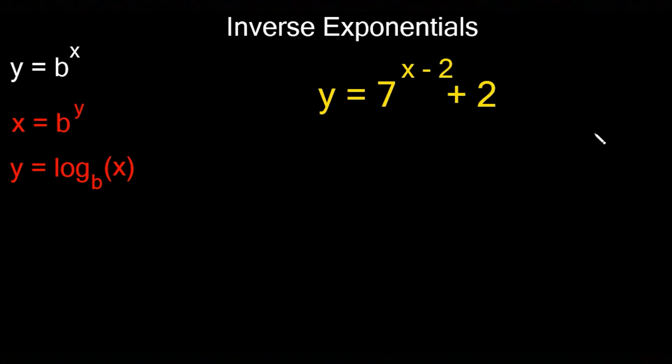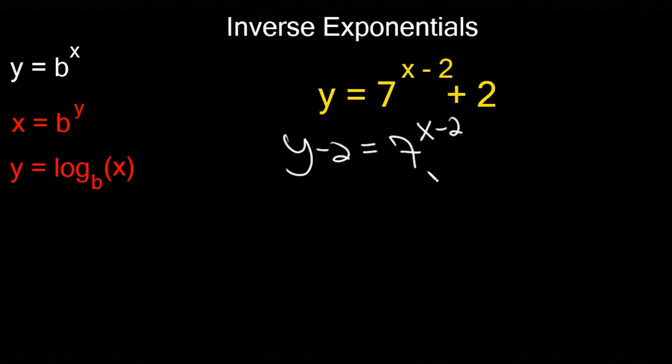So here's my next example. And again, this one's going to be a bit more difficult. But you want to go ahead and isolate the base and the exponent. Now, this whole part here is my exponent, okay? And my base is 7. I have to go ahead and get rid of that positive 2. So I'm going to go ahead and subtract it. So I get y minus 2 equal to 7, and then all to the power of x minus 2.